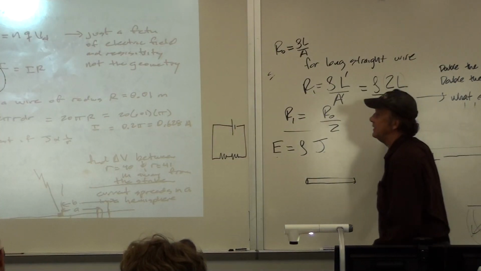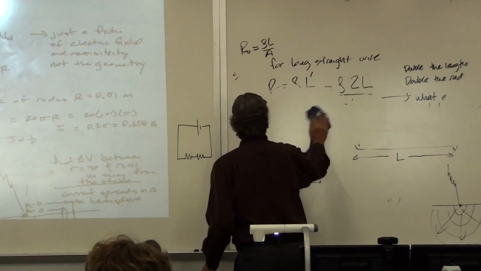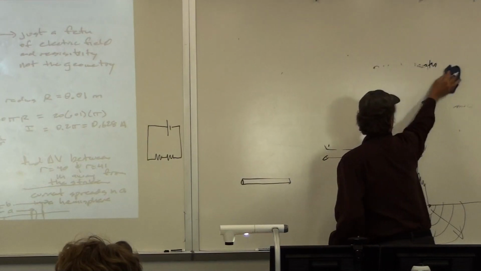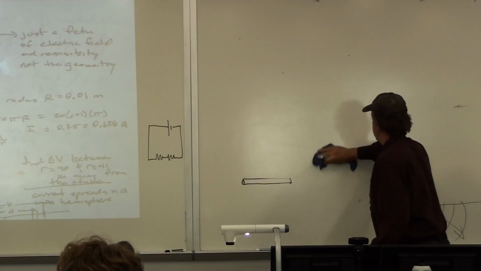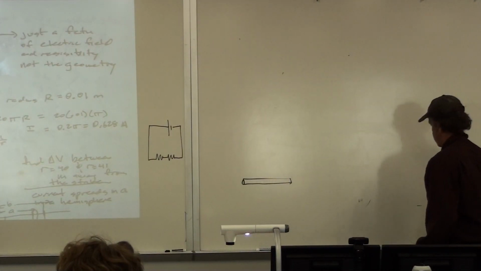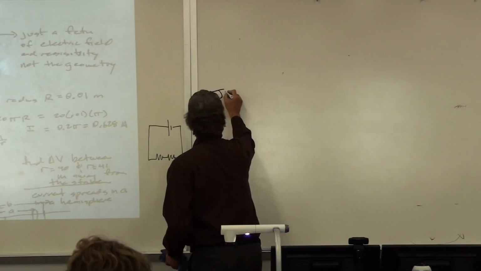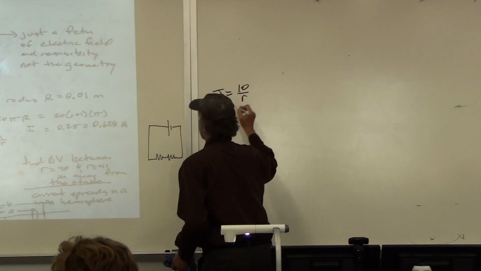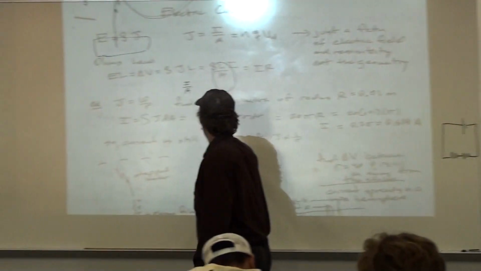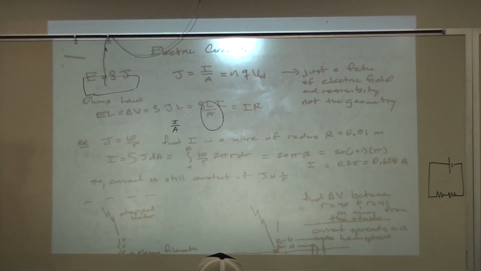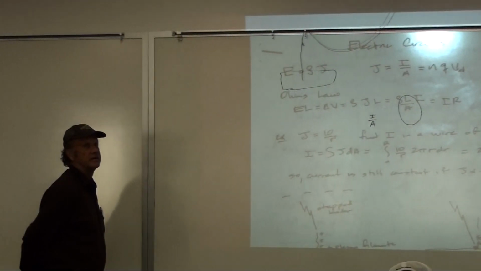But what if the current density does vary as a function of R? Then we don't have this simple relationship anymore. We have to write it in terms of a derivative. So let's say that J, in this example, is 10 over R, as I have written here. And I'll pass this out. I didn't have time to make a copy of this for you, but I'll pass this out during lab this week for these notes.